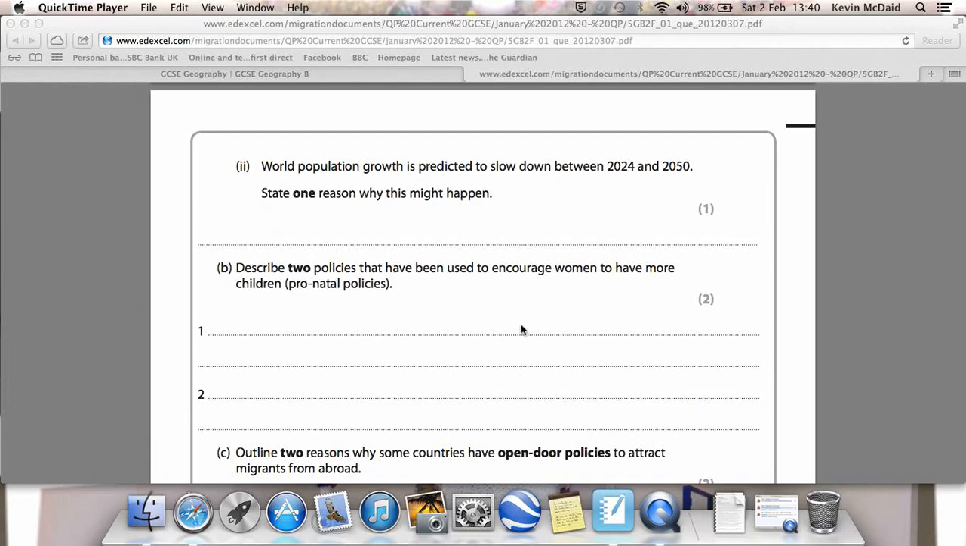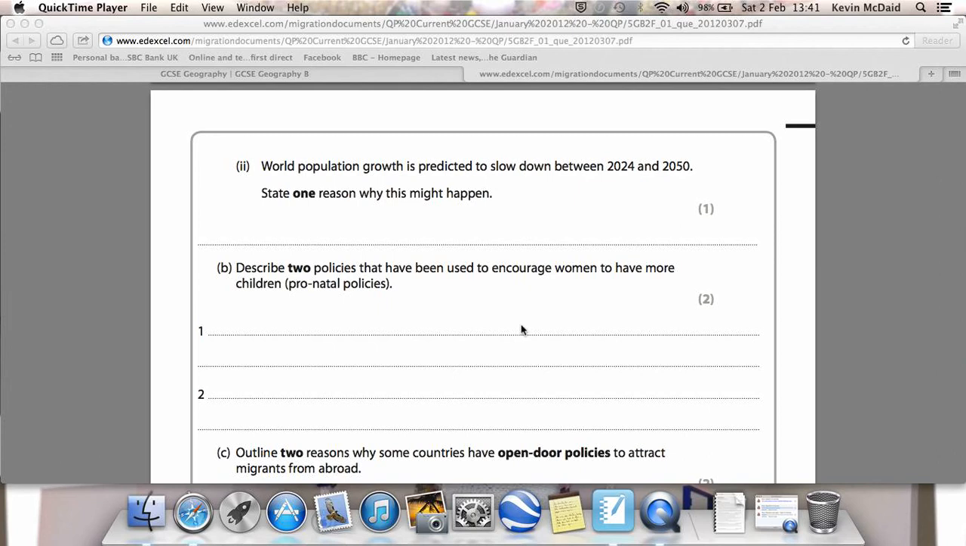World population growth is predicted to slow down between 2024 and 2050. State 1 reason why this might happen. Things like women are having fewer babies, so birth rates are going down. You don't need to say why. It's not giving you the option here to explain or anything like that. So you say birth rates are going to fall, for instance.